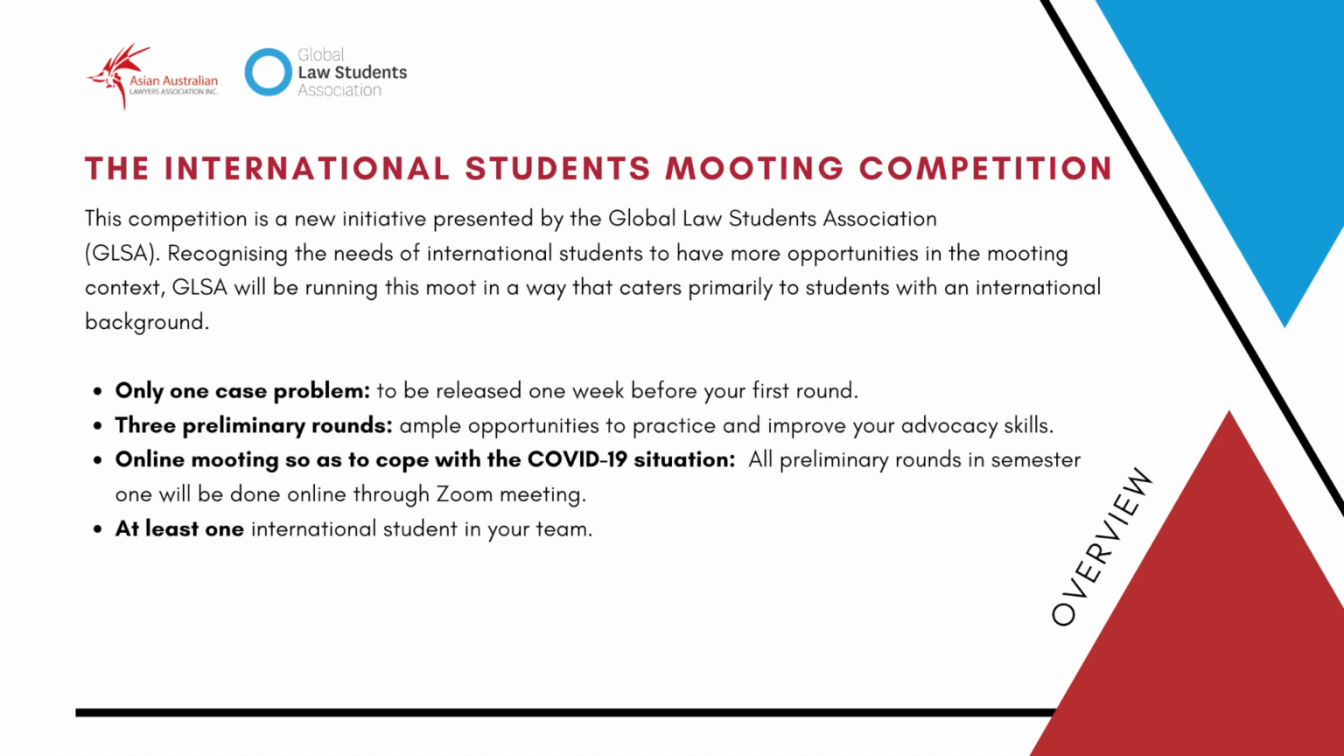Then there's going to be 3 preliminary rounds, which means you are going to have a lot of room to practice and improve your advocacy skills and speaking skills. It's also going to help with your presentational skills. Though mooting is usually done in person at uni, that's obviously not possible anymore. So to cope with the COVID-19 situation, we're going to move this online, and all of the rounds in semester 1 are going to be done through Zoom meetings. And one more thing, in your team, you need at least 1 international student.